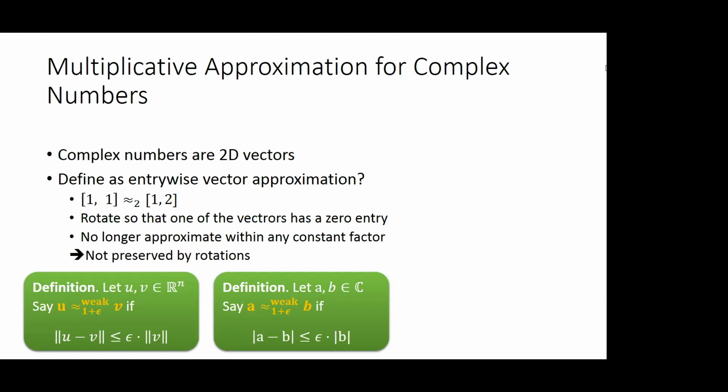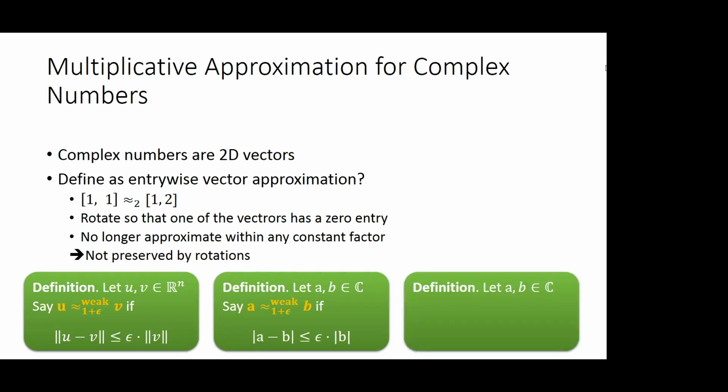And so now we're going to define a strong approximation, which is a stronger notion of approximation for complex numbers, which does have all of these nice properties that we've talked about so far, and it lets you add approximation statements. The definition is as follows. Once again, we're going to let A and B be complex numbers. Then we say A strongly approximates B within a 1 plus epsilon factor if the absolute value of A minus B, the same left-hand side, is less than or equal to epsilon times the real part of B. So the real part of B is always no larger than the magnitude of B.